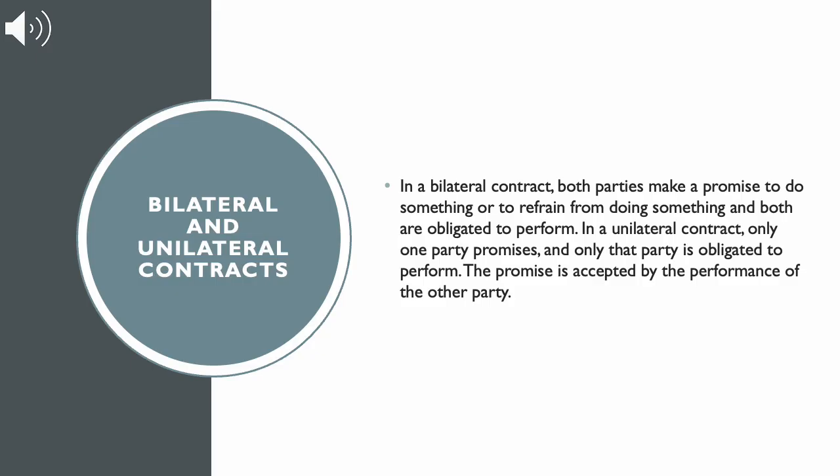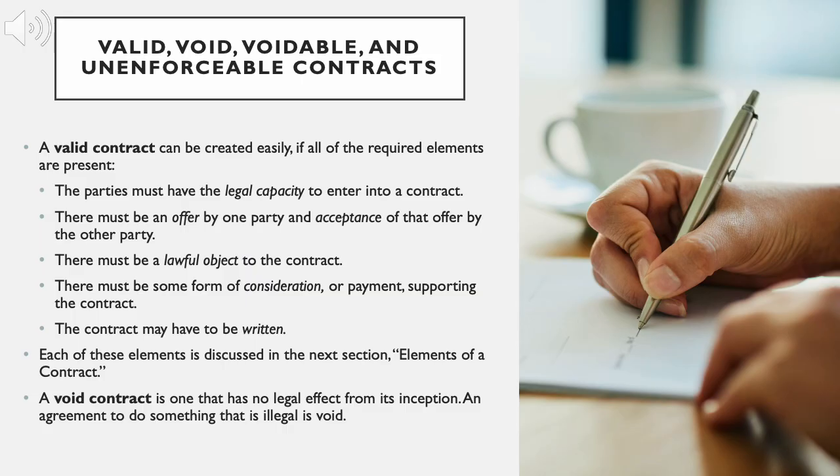Bilateral and unilateral contracts. In a bilateral contract, both parties make a promise to do something or to refrain from doing something, and both are obligated to perform. In a unilateral contract, only one party promises, and only that party is obligated to perform. The promise is accepted by the performance of the other party. Valid, void, voidable, and unenforceable contracts.